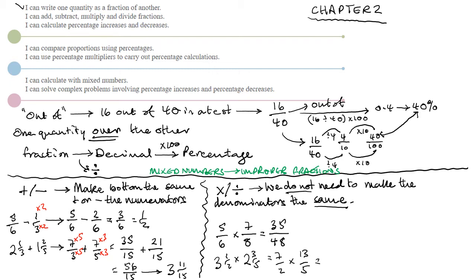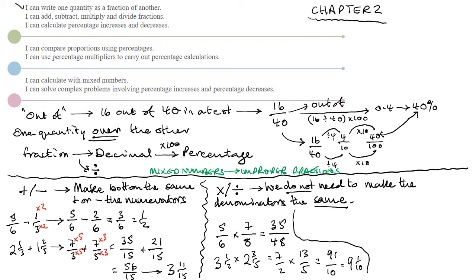And then we do the same thing again. 7 times 13, now I'm going to have to use my calculator to do that, because I've just made up a question and the numbers are quite big. 7 times 13 is 91. So you've got 91 over 10. So we could leave it like that, or we could change that into 10 goes into 91 9 times, and we have a remainder of 1 over 10.